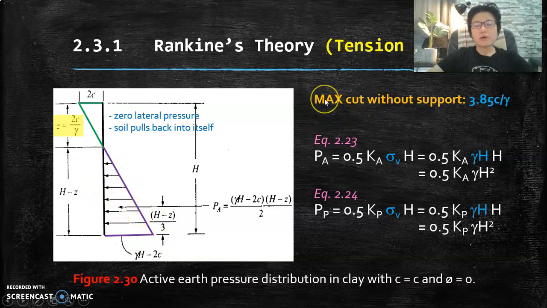Okay? And for tension crack, because there's no lateral pressure acting on the wall, it has been estimated that you could actually make a cut without any support right up to 3.85 C over gamma. That is, if you don't want to put any support, and you want to cut the soil, you can go up to that depth without putting any support, because to that depth, there is no lateral pressure acting on the wall anyway. So theoretically, the wall won't be pushed forward or pushed down into the excavated site. Right?